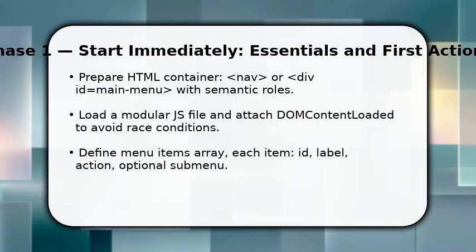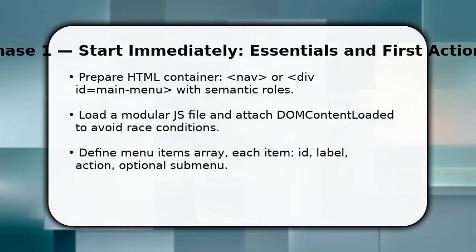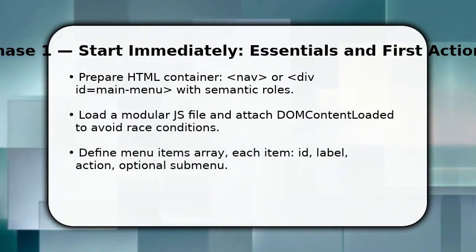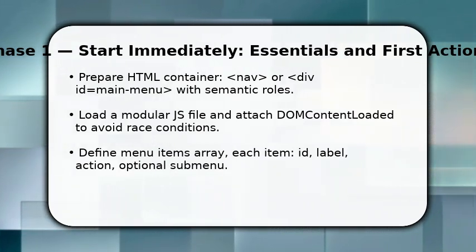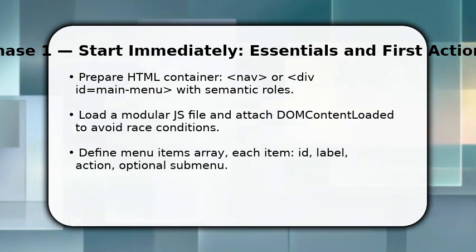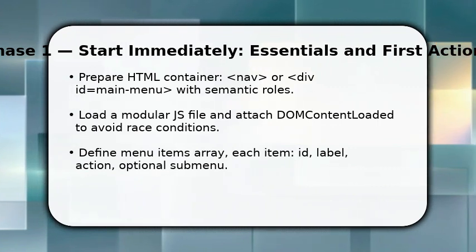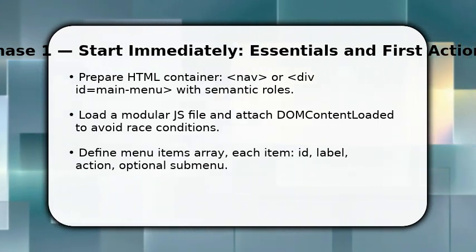You begin by creating a simple HTML container and a JS module. This lets you separate structure from behavior. Once the DOM is ready, read a menu items array that defines ID, label, and action so you have data-driven entries. Now render the first item immediately into the container using createElement and text content.